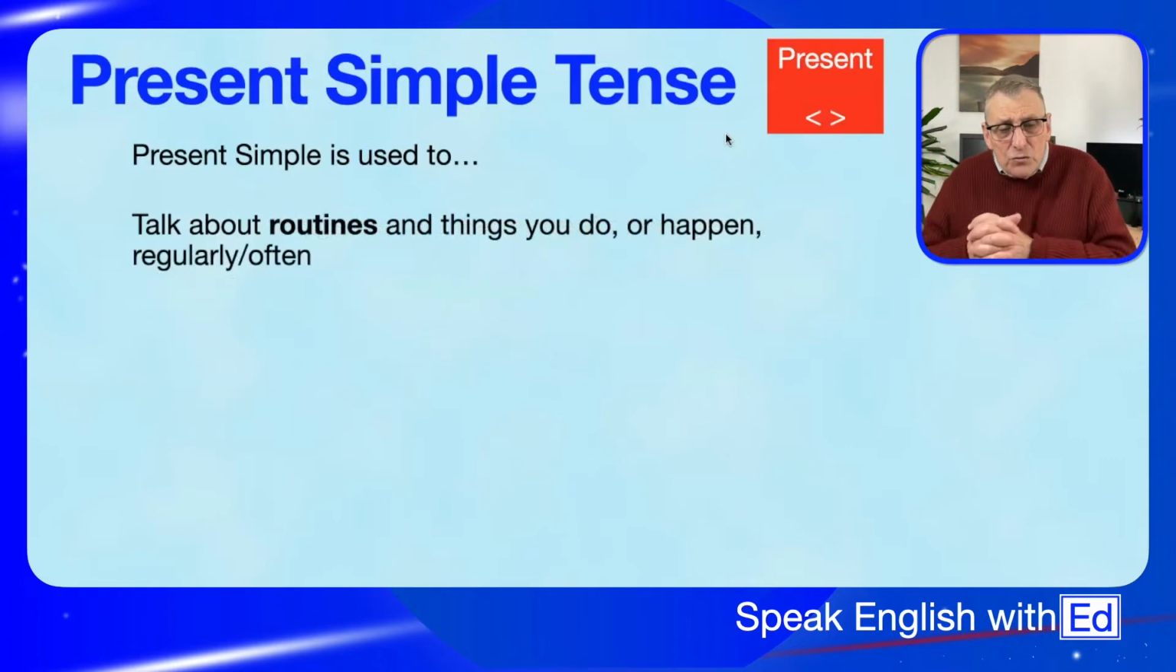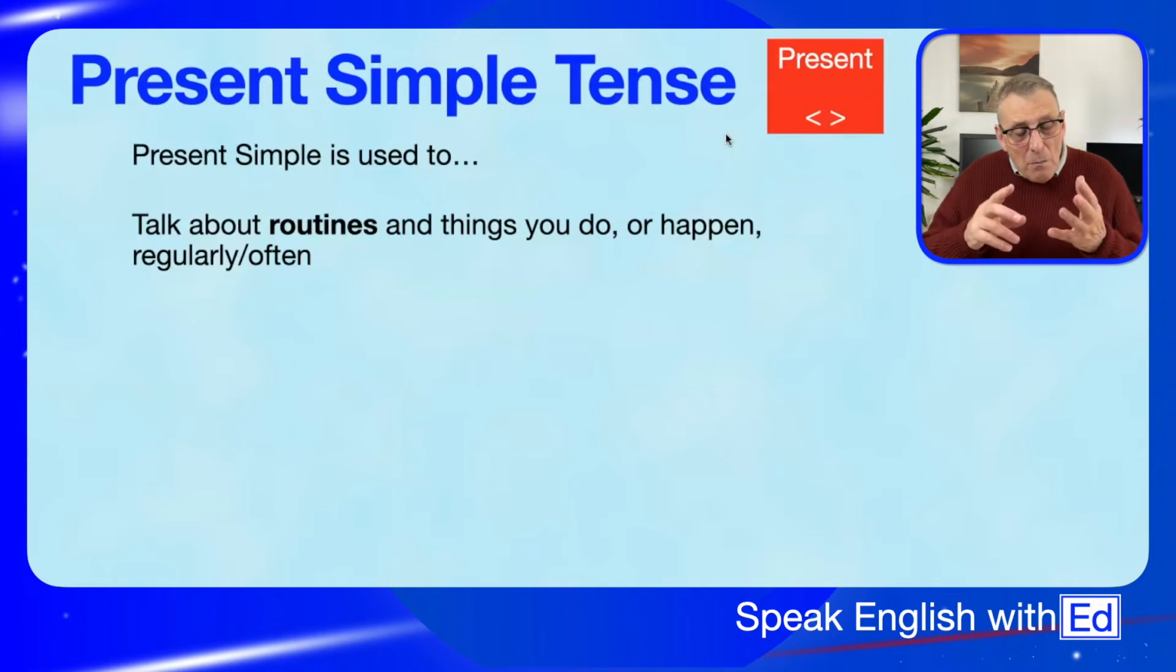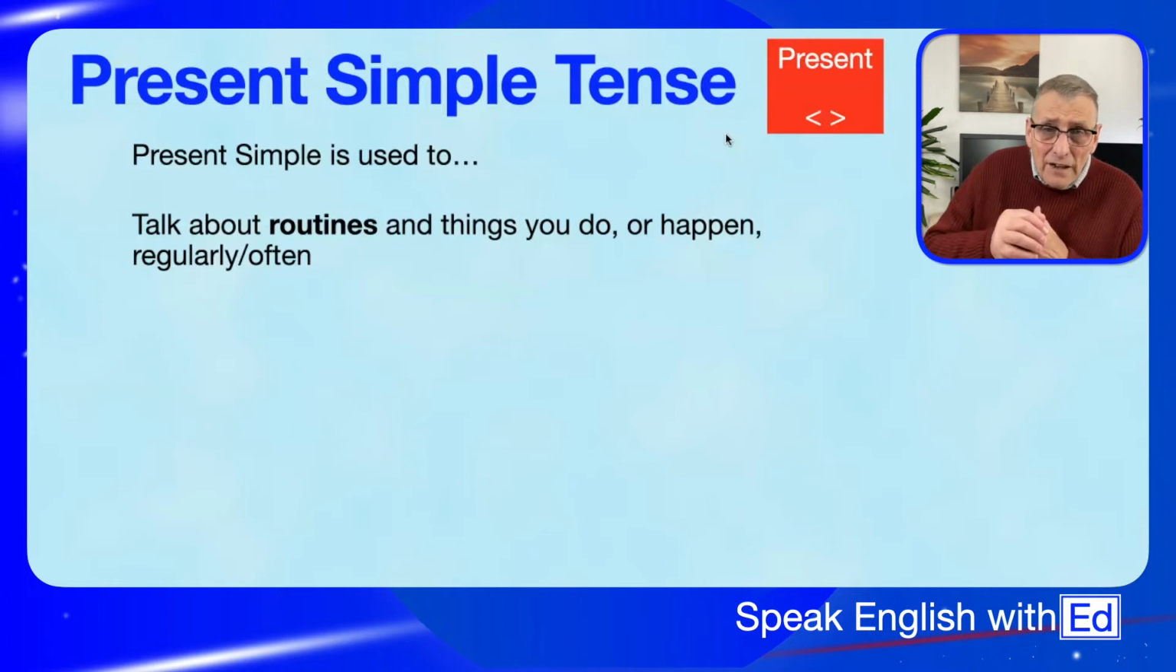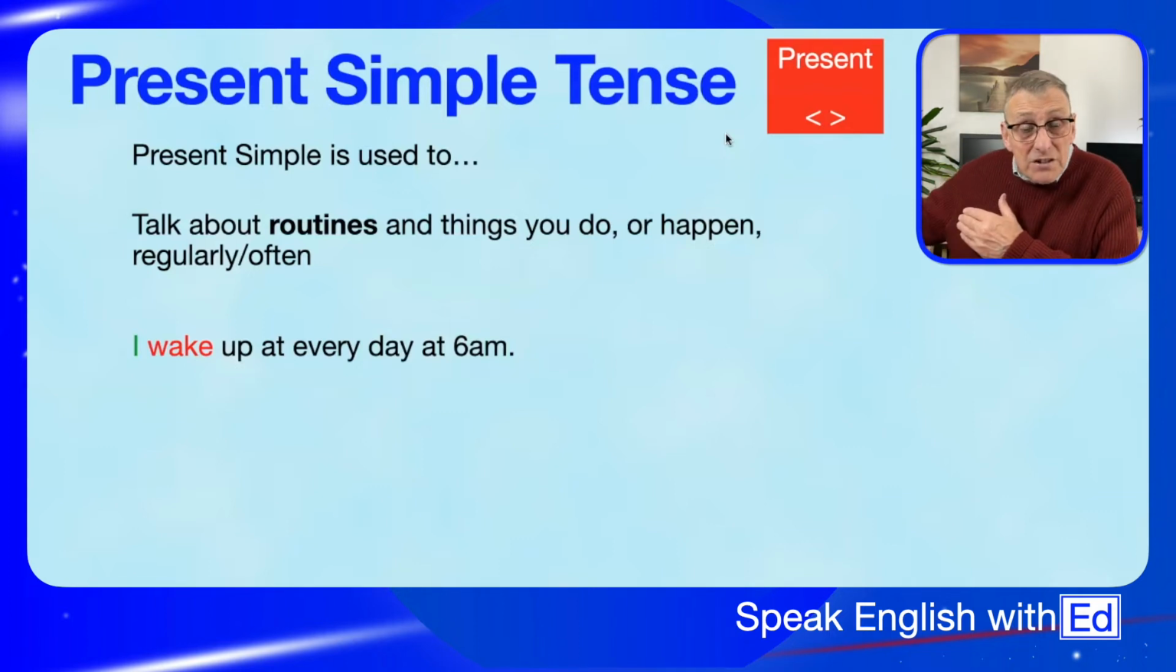Now, we also use the present simple to talk about routines, things that you do regularly, or things that happen regularly and often. Things like, well, I wake up at 6 a.m. every morning. It could be a routine because you set your alarm clock, or it could be your body clock that wakes you up at 6 a.m. every morning. But it is a routine.